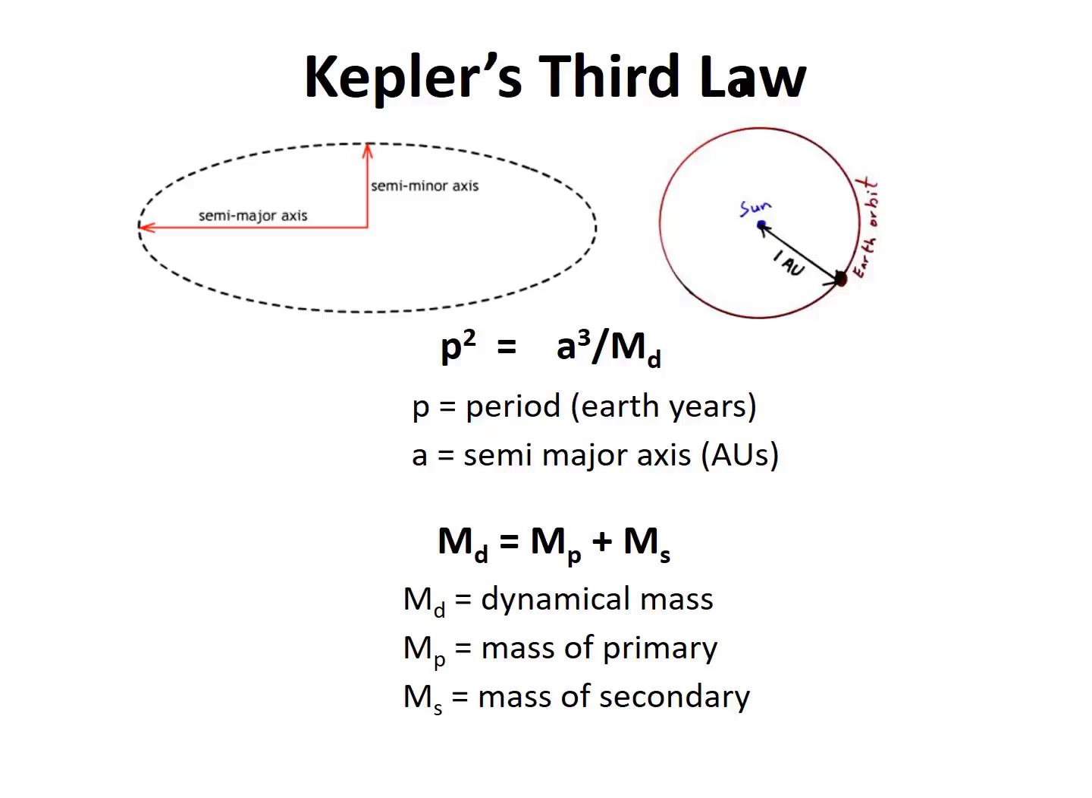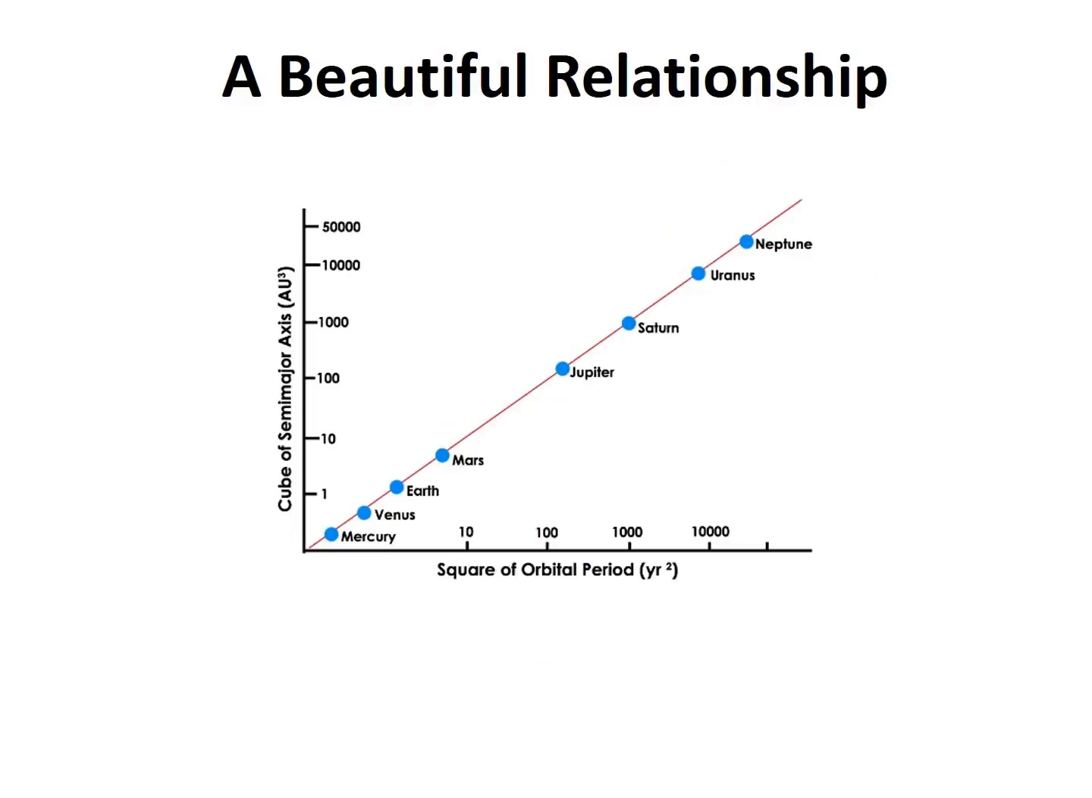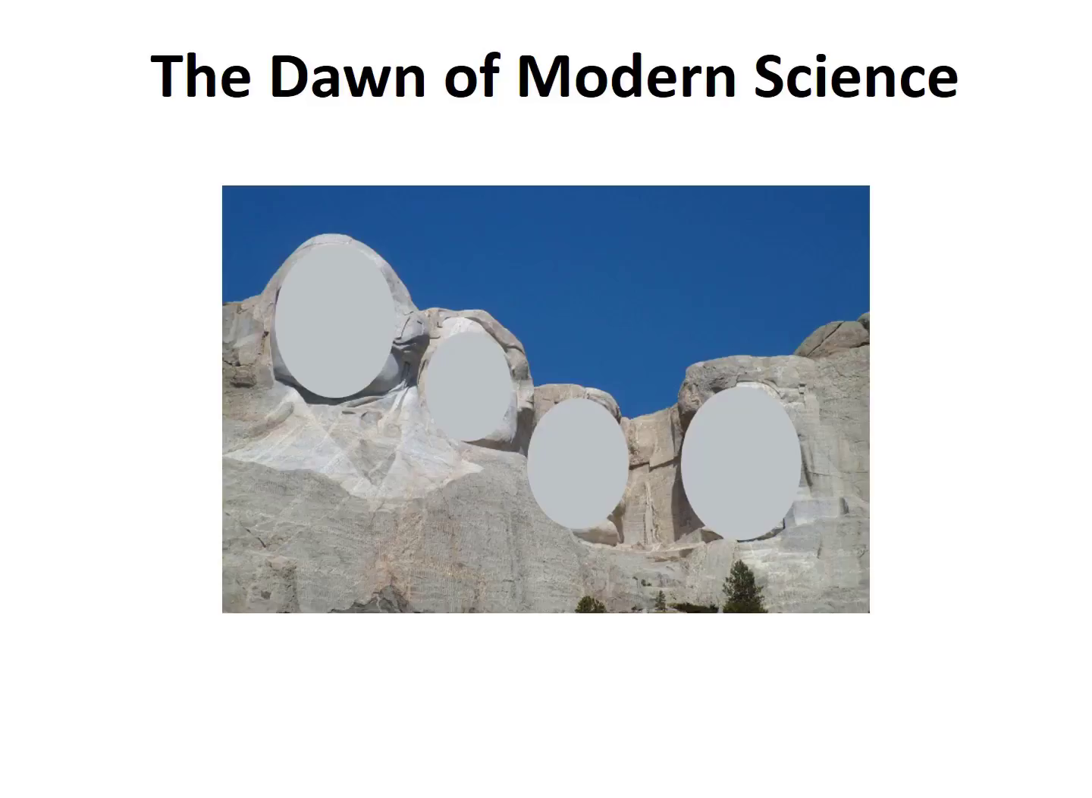Kepler's third law was dead on when a log-log plot is made for all of the planets of their semi-major axes in astronomical units, cubed, versus their periods in Earth years squared. The beautiful relationship shown in the figure appears. This relationship was a major empirical scientific discovery by Kepler. The dawn of modern science.